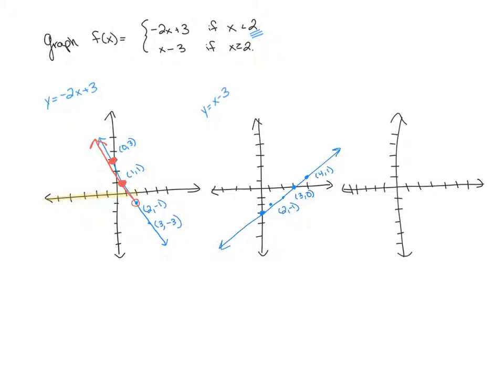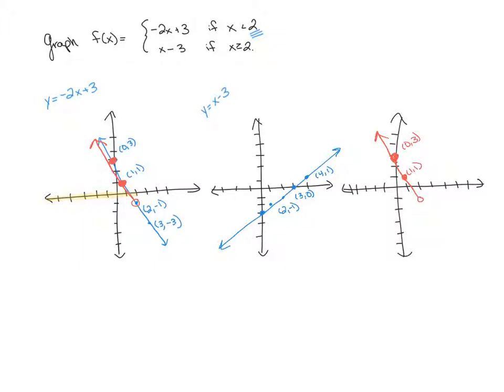So that portion is going over to my final picture. I have the point (2, -1) with an open circle because of the less than. I can have any x value as close to that x value of 2 as I want. I just can't hit it. And then I'm going to transfer the other points that we graphed. We have (1, 1) and (0, 3). So this is the portion of that equation that we want.